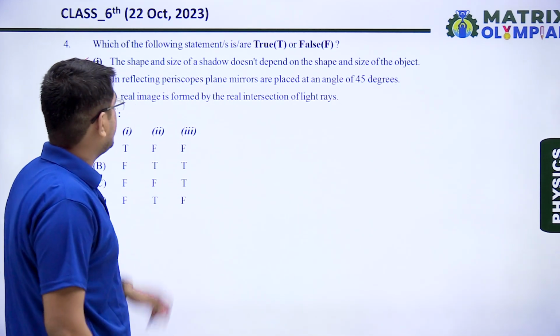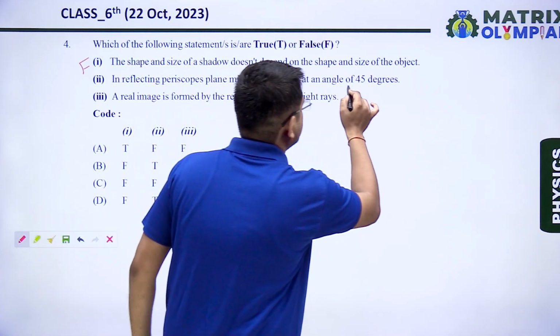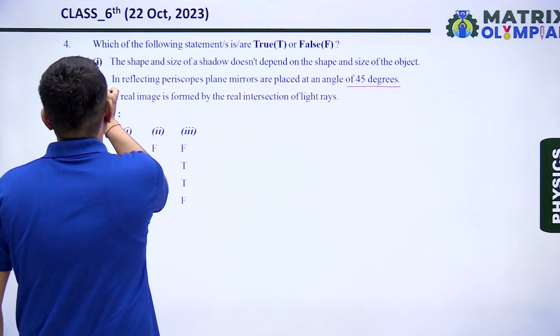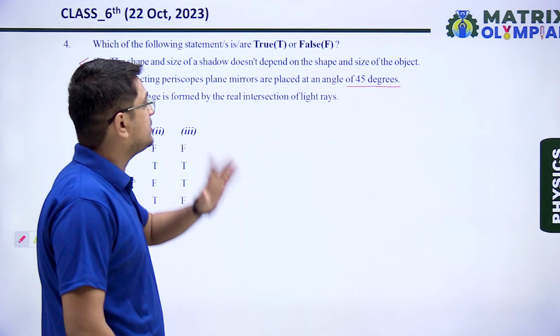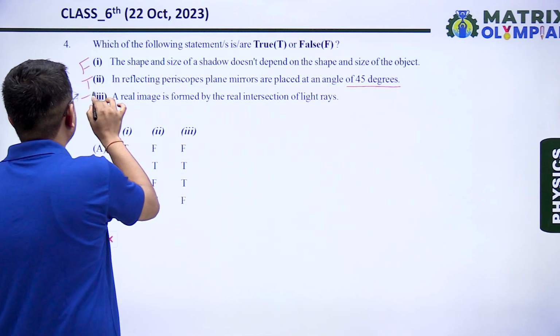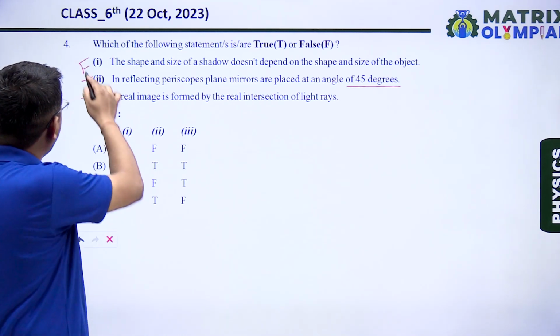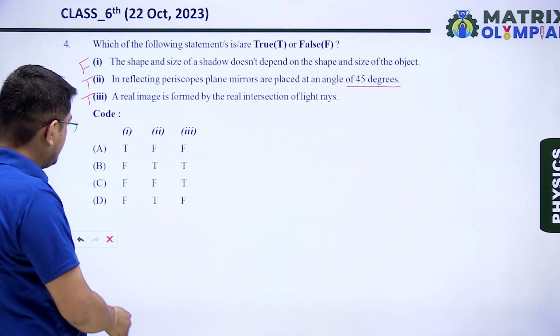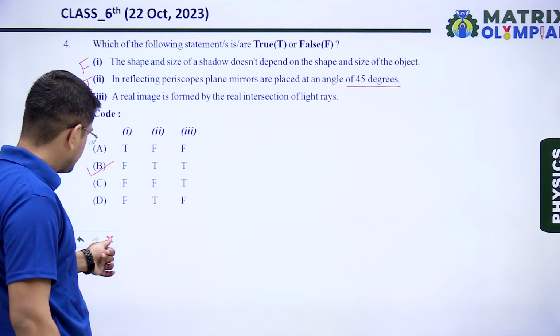In reflecting periscopes, plane mirror are placed at an angle of 45 degrees, which is absolutely correct statement. So it is true. A real image is formed by real intersection of light rays. That is the definition of a real image. So this is also a true statement. So now let us check which code is correct. So false, true, true. We can see here false, true, true. That is option B is our correct answer.